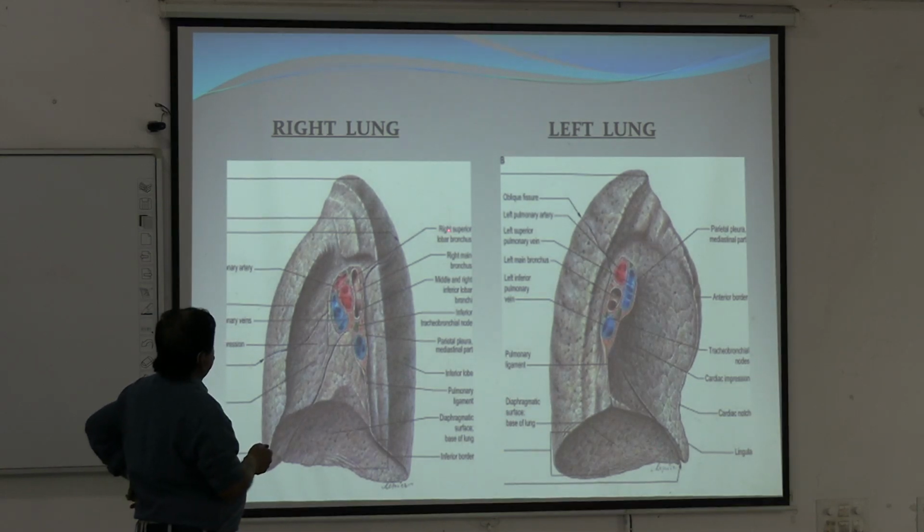Now similarly, right superior pulmonary vein, right middle bronchus, and inferior. This is the lymph node, and this is the vein, and this is the artery, this is the diaphragmatic surface.